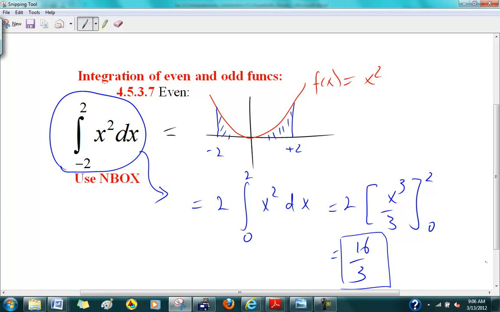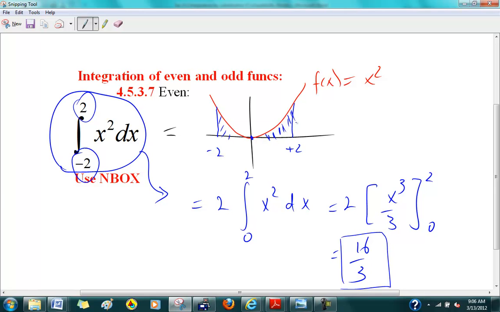So the property we're going to use is this property here, that if you've got the area underneath an even function, and if the limits of integration are symmetric about the origin, then all you need to do is find one area, and double it. Okay, find one area and double it.